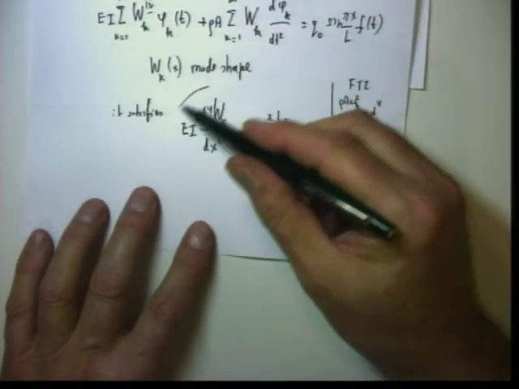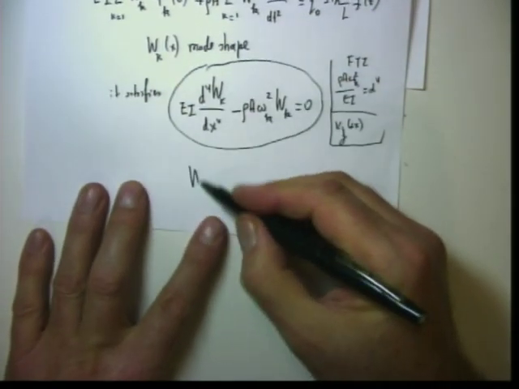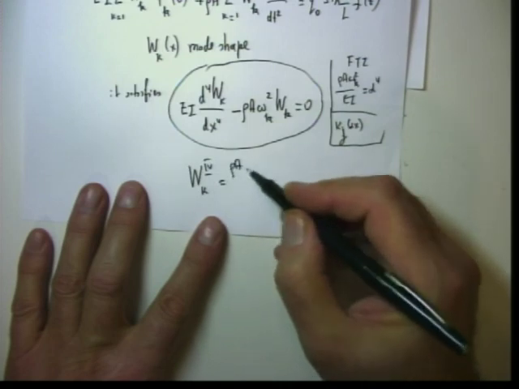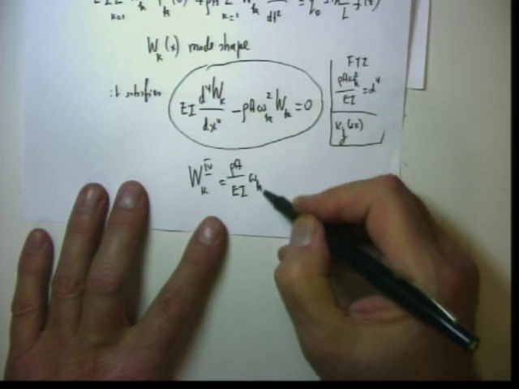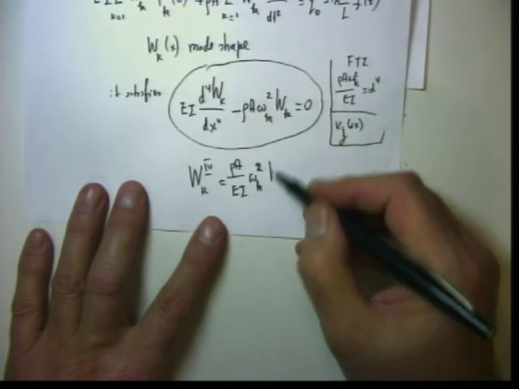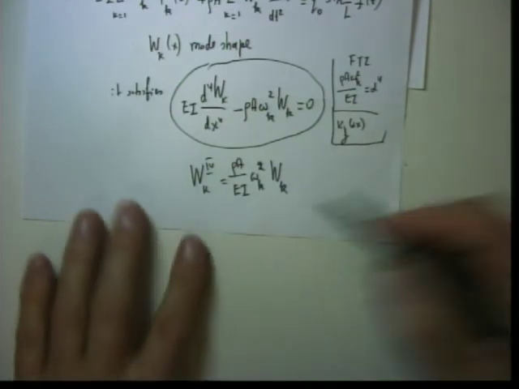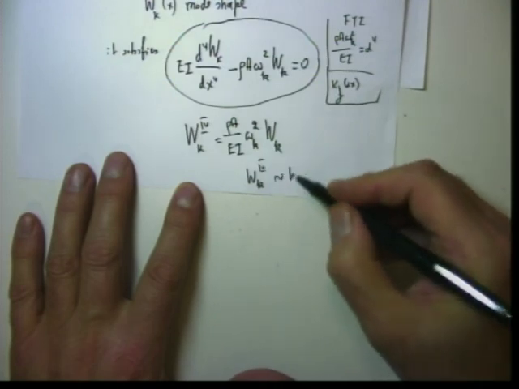So the interesting thing from here is that the fourth derivative of the mode shape equals rho a over ei omega k squared wk. So that is an expression. The fourth derivative of the mode shape is proportional to the function. So we can write it down: the fourth derivative is proportional to wk.